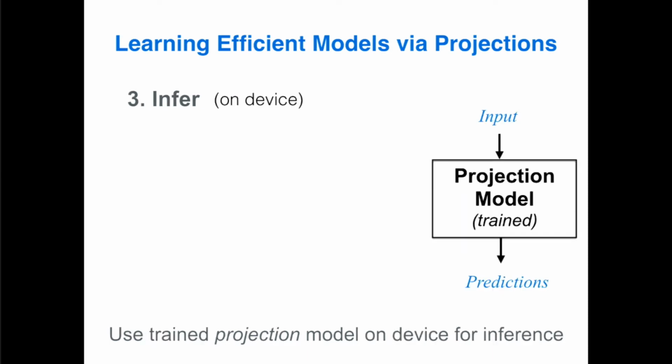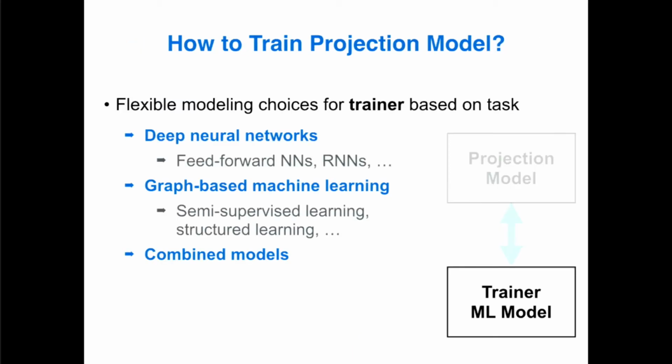Once you train the projection model, inference happens on device. The model is tiny. We persist it on the device, and you get an input. You apply the same set of projection operations, and you get some predictions out. Okay, so the key question: how do you train this projection model?